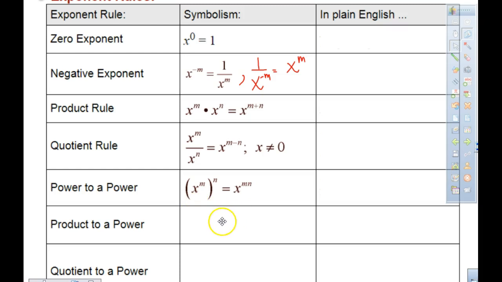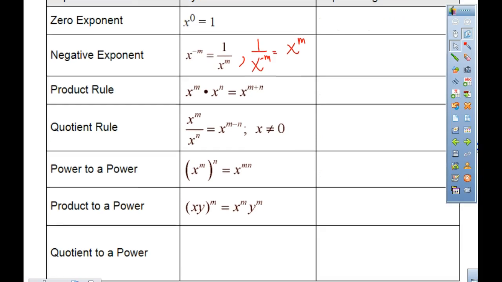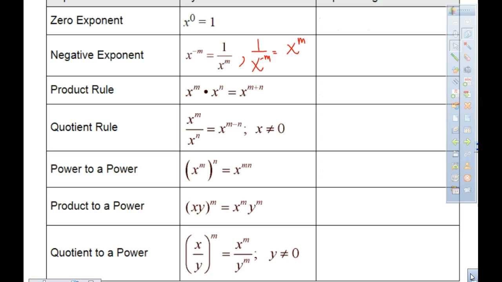Product to a power, that means you're going to have two things inside this parenthesis, and they show it as xy to the m power. You have to take each thing to that power: x to the m power, y to the m power. And the last one, quotient power, is when you have a division problem and you have x over y to the m power. Now I'm also going to show you in words what each of these are. That first one, anything that's not 0 to the 0 power equals 1.